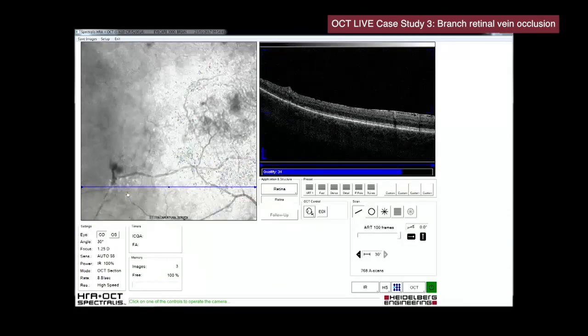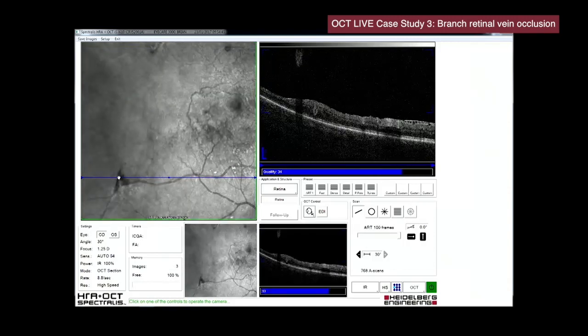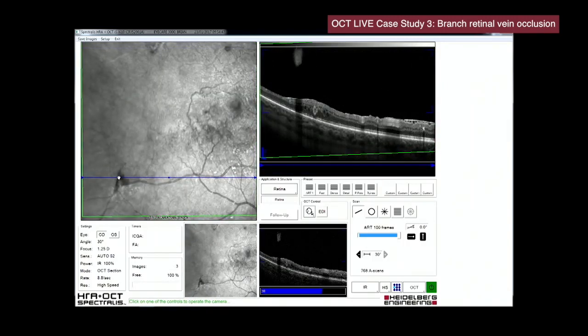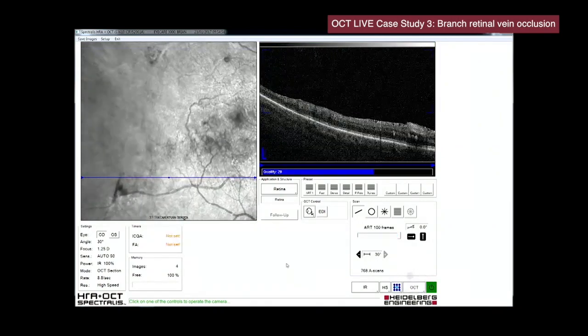Okay. So we can see that little area there. And the question, is that a new vessel? Is that a hemorrhage? We can just drop an OCT scan through that particular location. If we go back to the central macula, Phil.